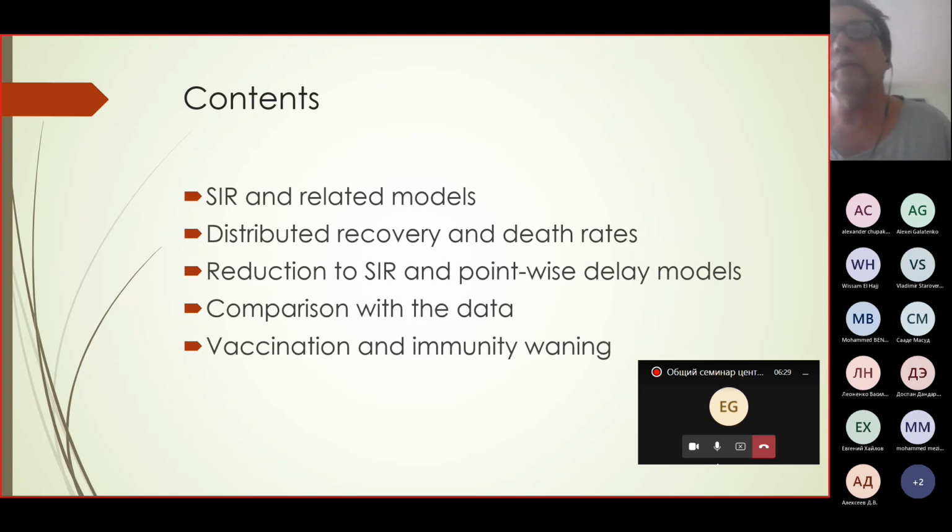So first of all, I will recall this classical SIR model because I will need it further in my presentation. Then I will introduce some new models, and we will show how these new models, in some particular case, can be reduced to this SIR model or to some other models. Then we will compare these models with the data. And at the end of my talk, I will discuss one more question about vaccination and immunity waning.